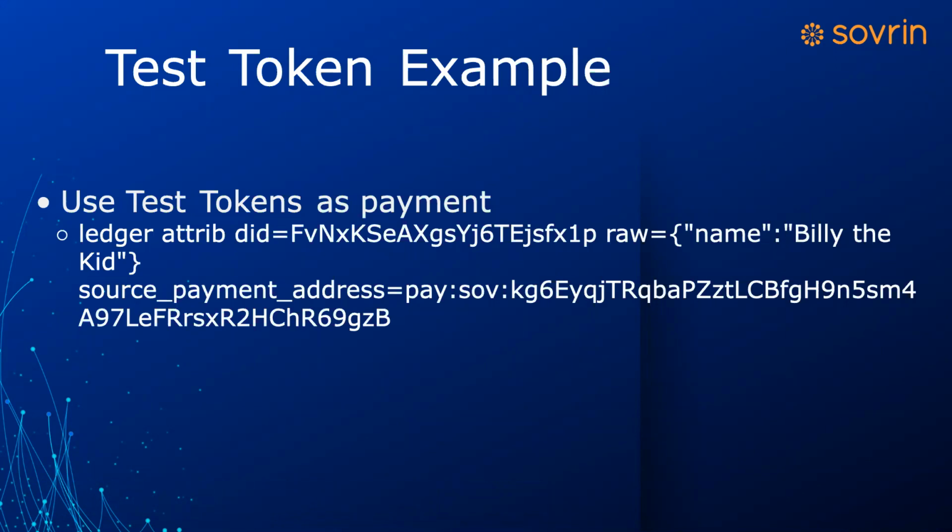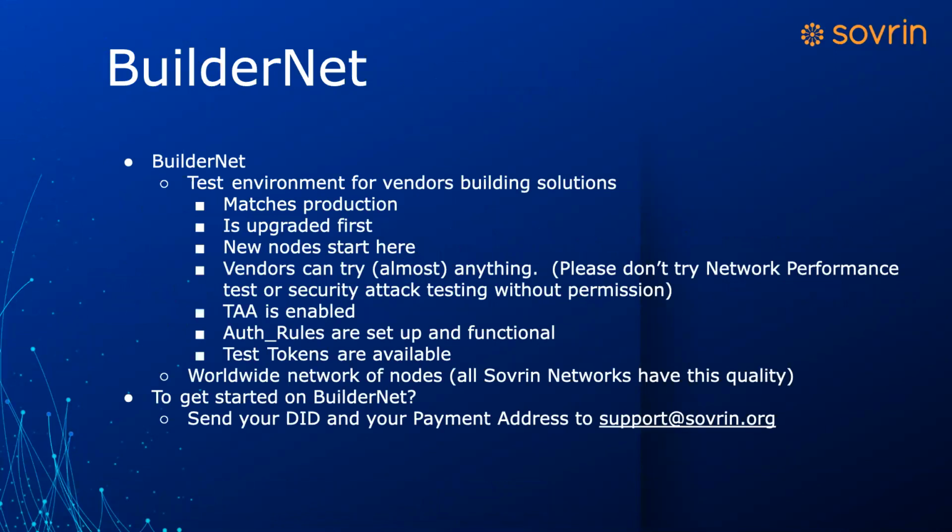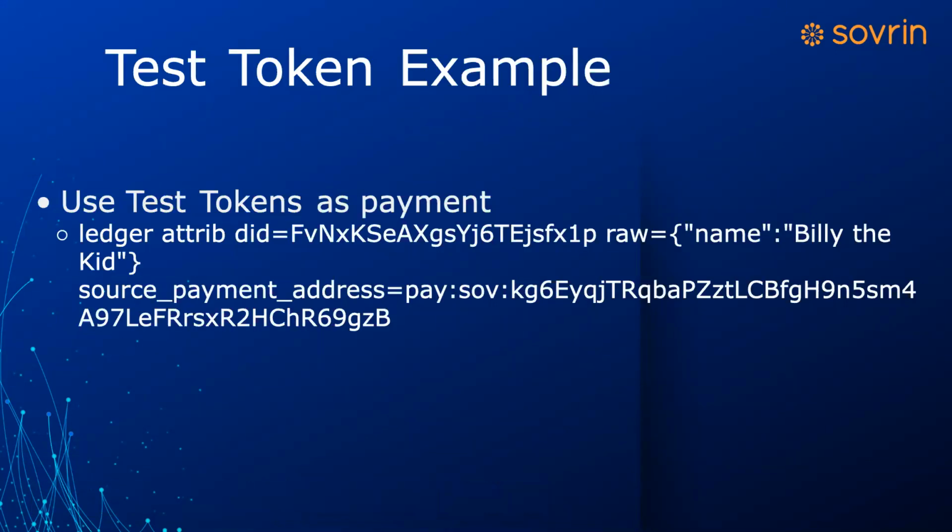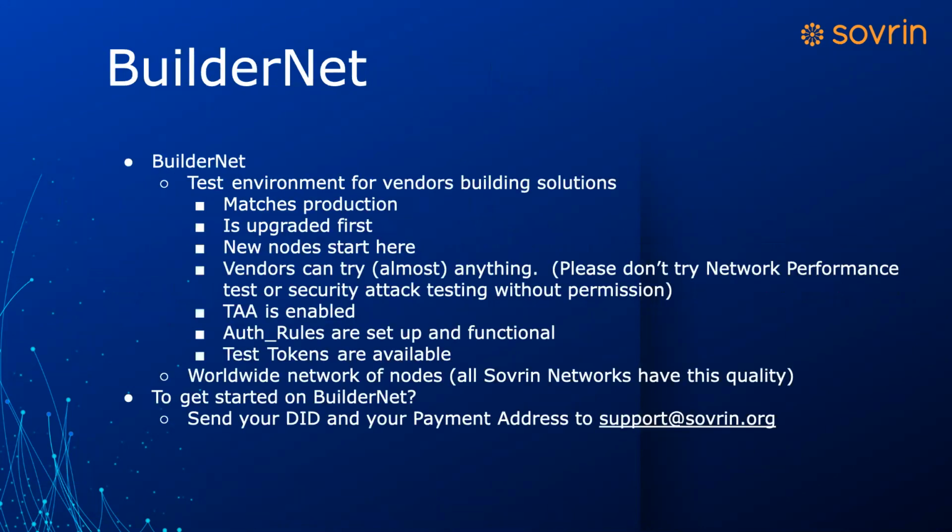The next slide was this BuilderNet slide to tell a little bit about what the BuilderNet is and what it has on it. So I'll pause for just a second. Any more questions on the tokens? Okay. So I've been saying it all along, so just stay here really quickly for a short period of time. Skip down here to the middle. The TAA is enabled on the BuilderNet. Auth rules are set up and functional. Test tokens are all available.